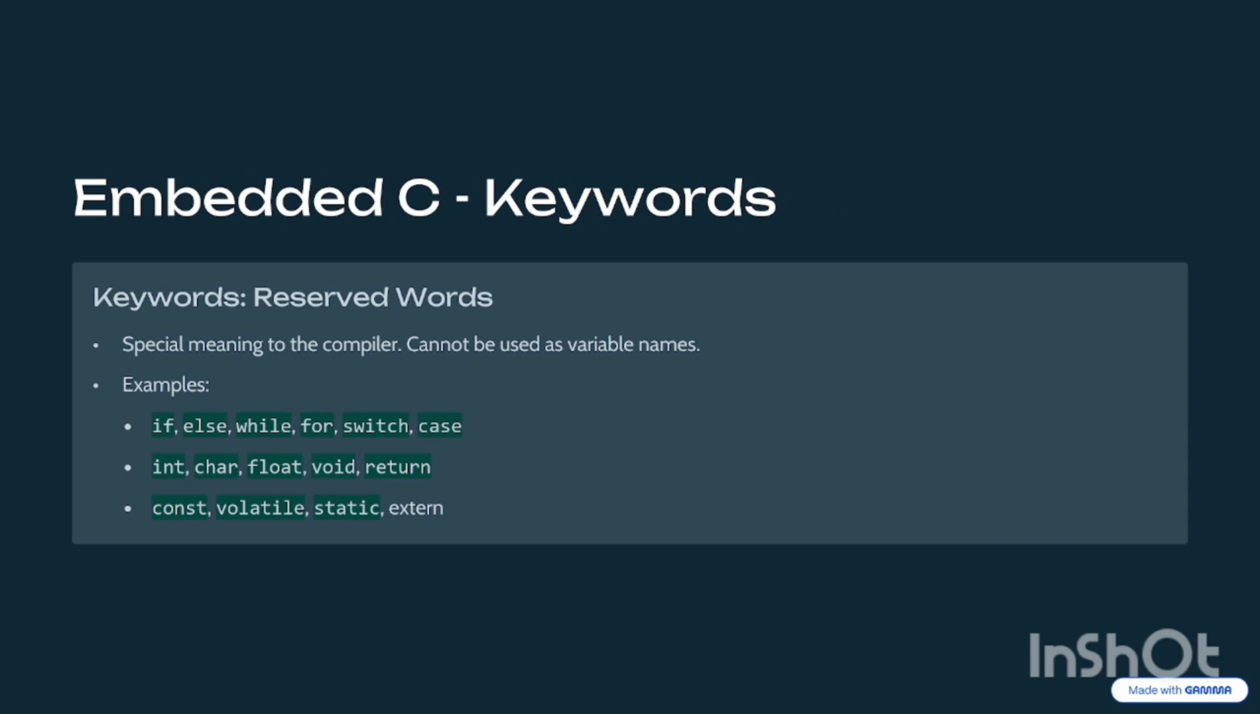First, let's start with the keywords. Keywords are also known as reserved words. They have special meaning to the compiler. Special functions are assigned to them and they cannot be used as variable names. For example, if, else, while, int, char, float, volatile, static are keywords. These are the basic building blocks of any C program.